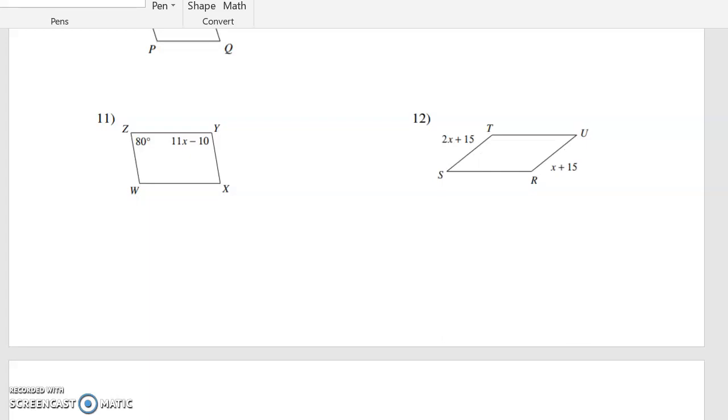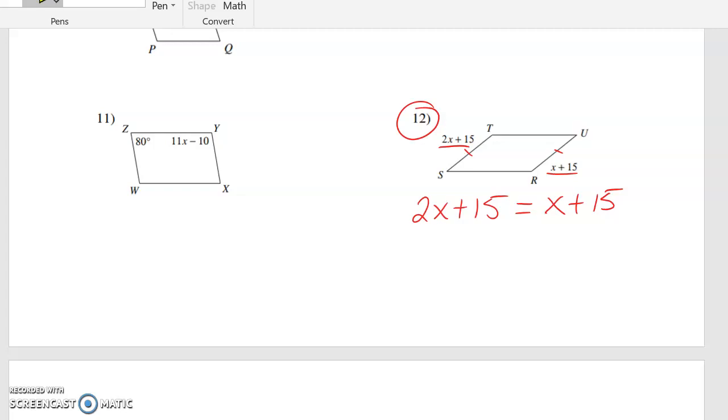All right? So now we're actually going to skip to 12 before we do 11, because we're going to use that idea of opposite sides are congruent. So now I'm given opposite sides, but I'm given an algebraic expression. So I need to use the idea that both of these expressions are going to be equal to solve for x. So I can take my left side, 2x plus 15, and set it equal to that right side, which is x plus 15. All right, and then I have to work backwards to solve for x.